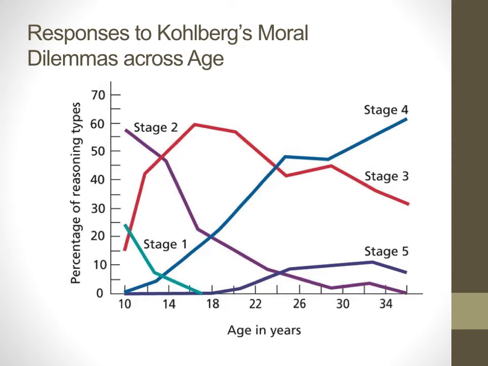Postconventional moral reasoning, stage 5 and 6, and you can see stage 6 isn't even on here. This is relatively rare even in adults.